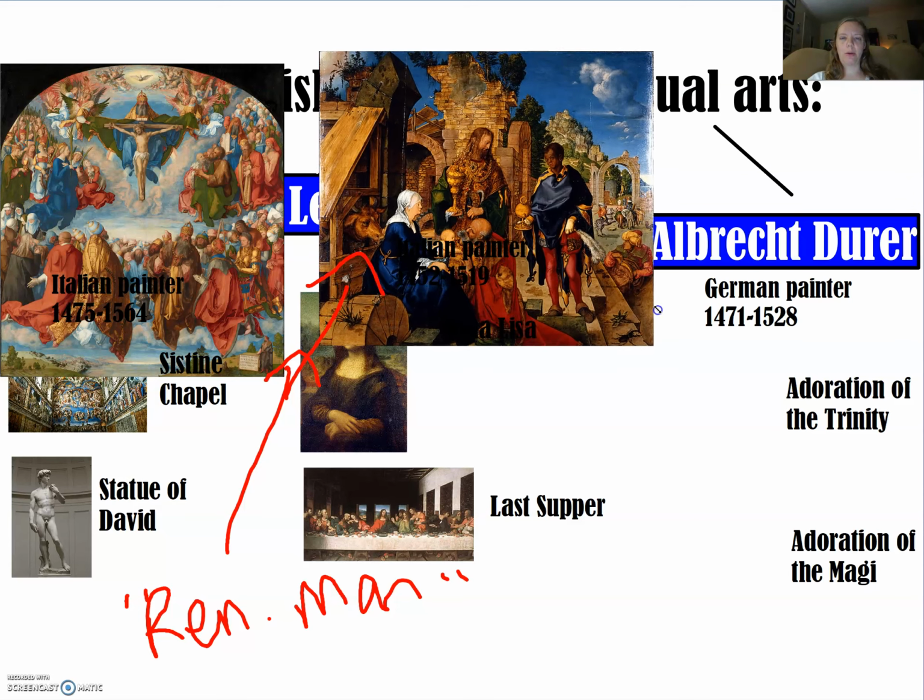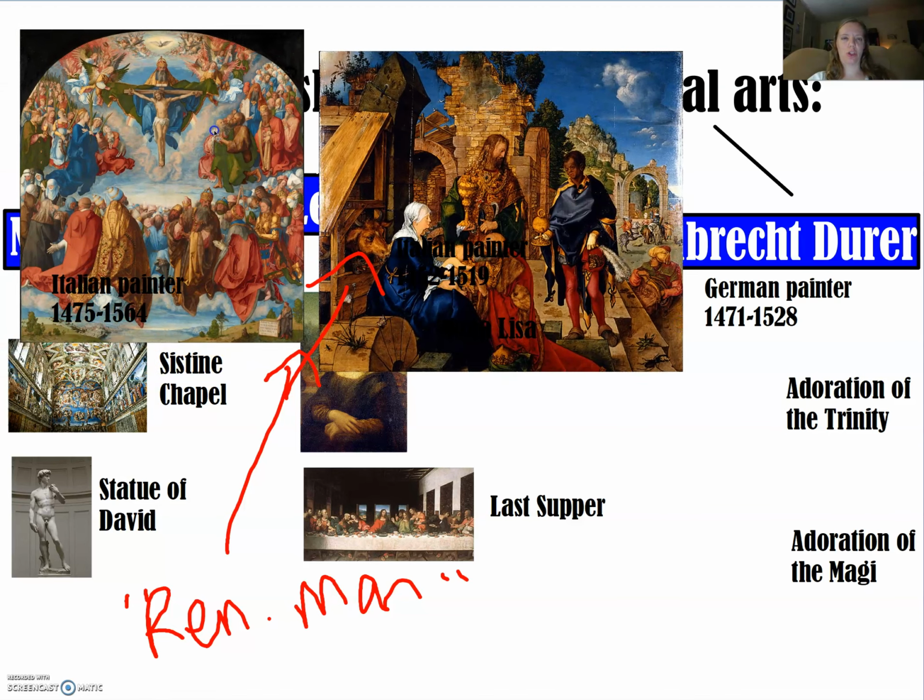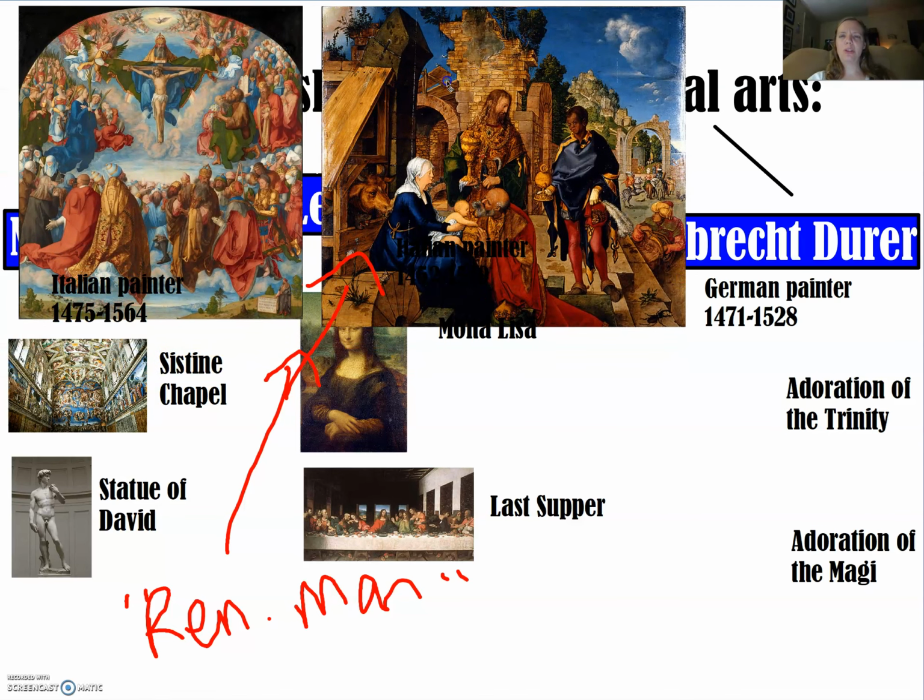His work is much more heavily influenced by the church than the Italian Renaissance is, which seems ironic, right? You would think that the Italians, since they're right there with the Catholic Church centered in Rome, would have more religious ties, but they don't actually. It's the Northern Renaissance that is much more tied to that of the church and devotion to the church.